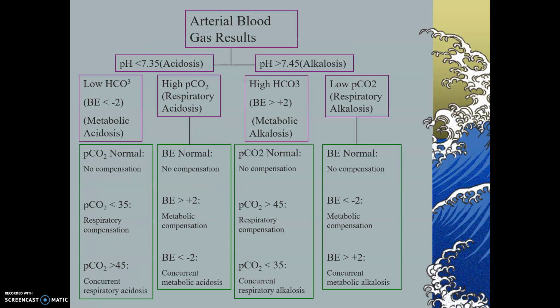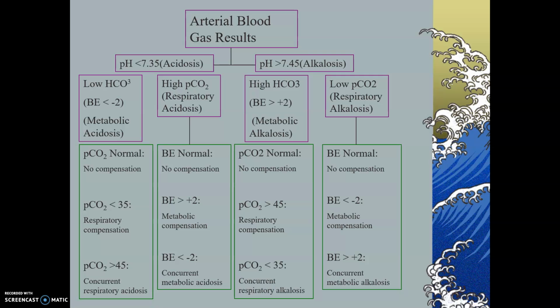This slide takes us through the common different blood gas pictures that we see. Starting on the left hand side, we have a metabolic acidosis with a low bicarbonate and a negative base excess. If the PCO2 is normal, there is no compensation. If the PCO2 is low, that suggests that while we have a metabolic acidosis, we have a respiratory compensation. If the PCO2 is high, that means we have both a metabolic and a respiratory acidosis.